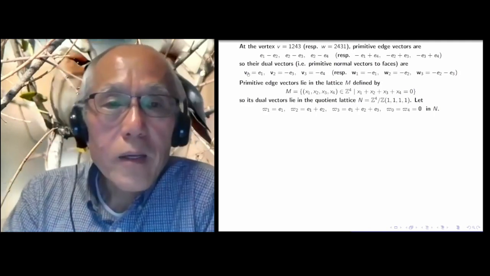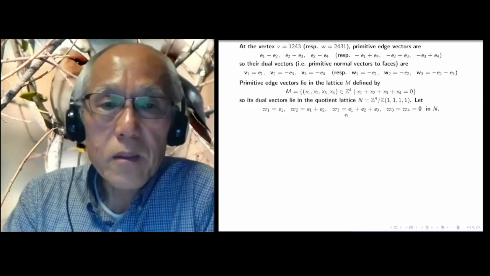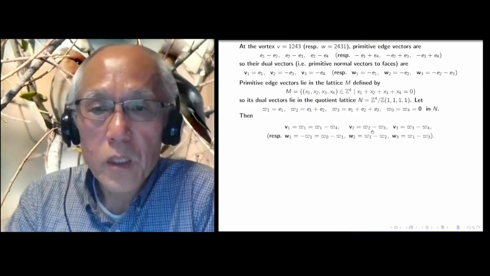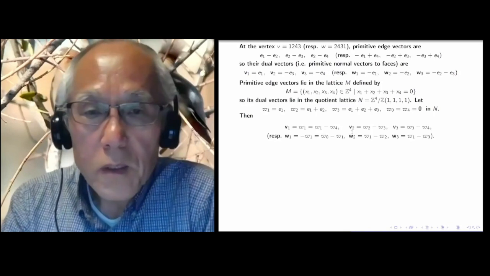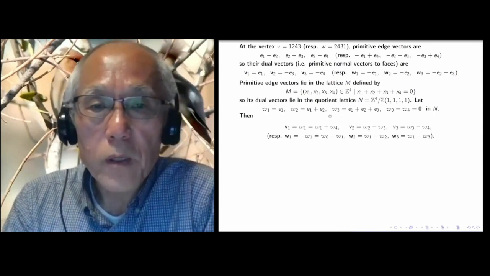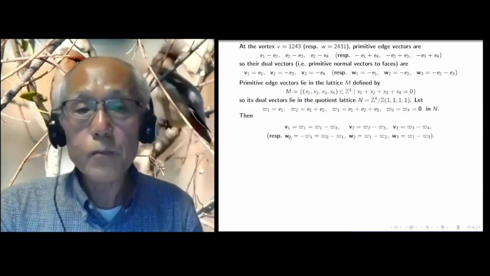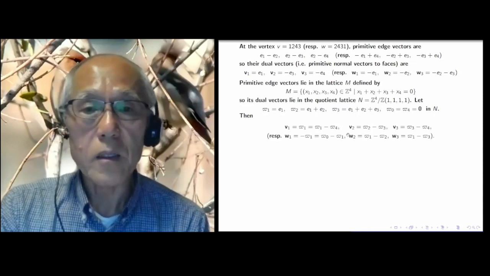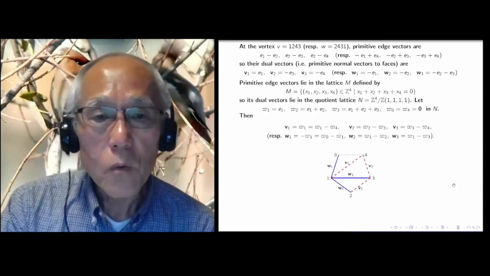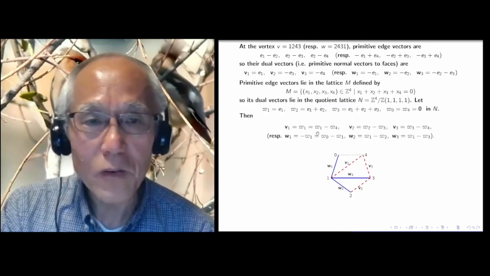Now I write V1, V2, V3, and also W1, W2, W3 in this basis. Then V1 is pi1 minus pi4, and V2 is pi2 minus pi3, and so on. Let's look at V2: V2 is minus E3, and minus E3 is pi2 minus pi3. So if I express these V and W in terms of pi1, pi2, pi3, I get this expression.